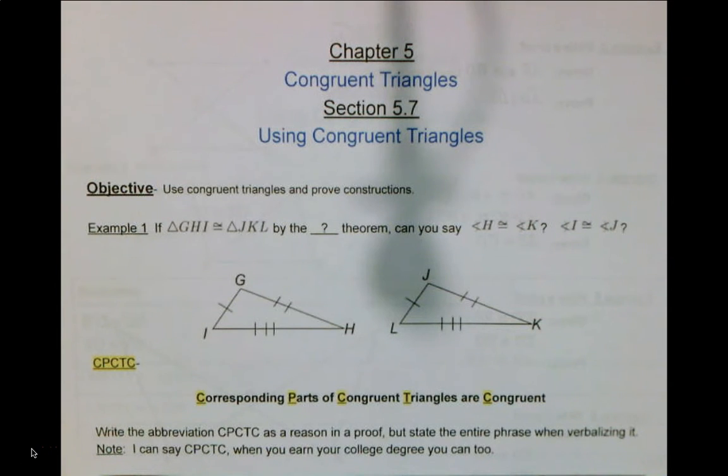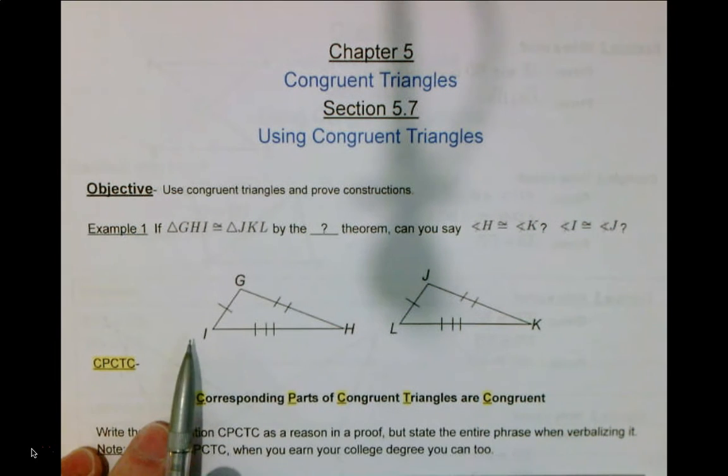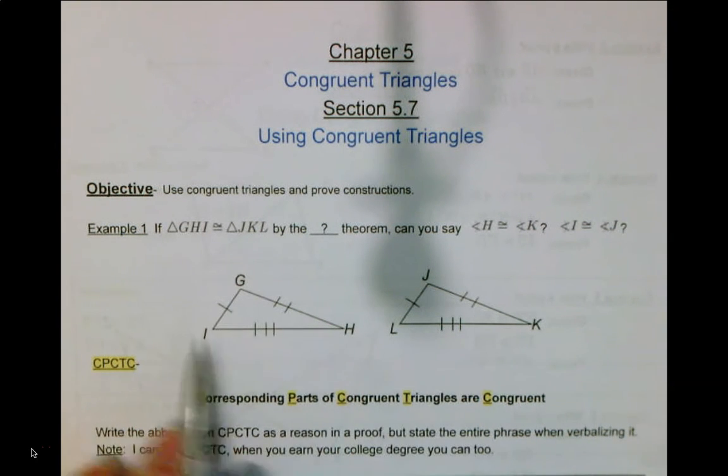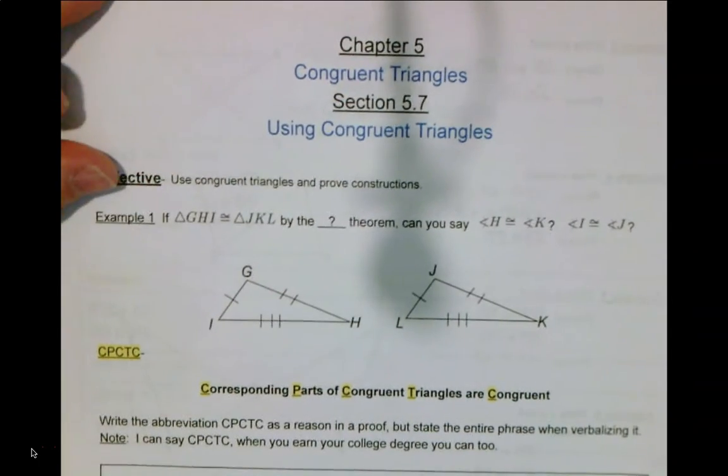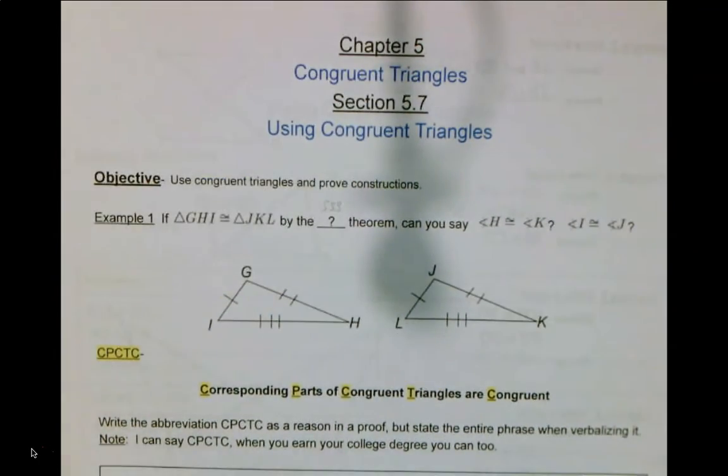Chapter 5, Section 5.7, using congruent triangles. Example 1: triangle GHI is congruent to triangle JKL by what theorem? If we look at the markings on the diagram, we have tick marks indicating that we have 3 pairs of congruent sides. So these are congruent by side, side, side.